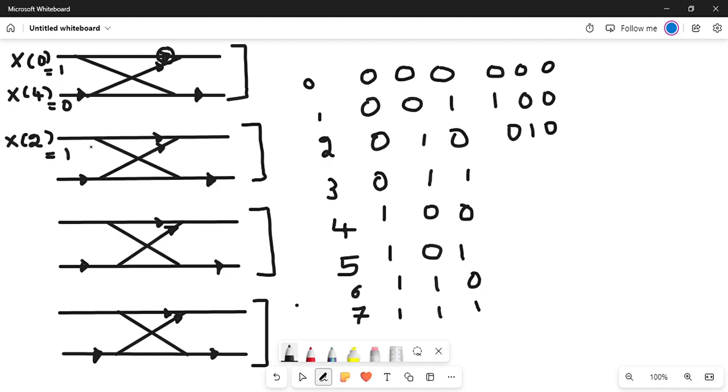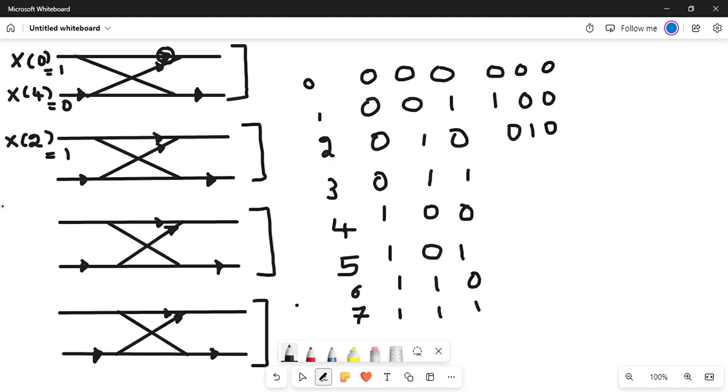Whatever input is given, x of n in the question, if you want to give it as input to the 2-point DFT, you need to do the bit reversal, and that bit reversal is the same for all the problems, right?